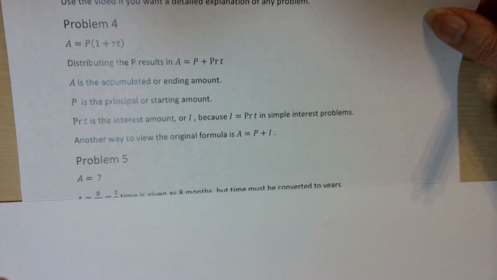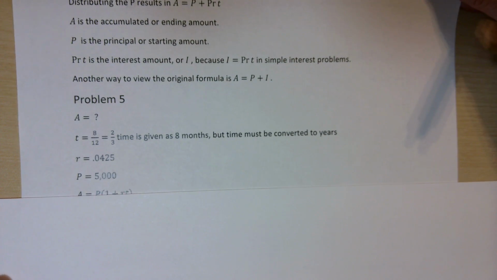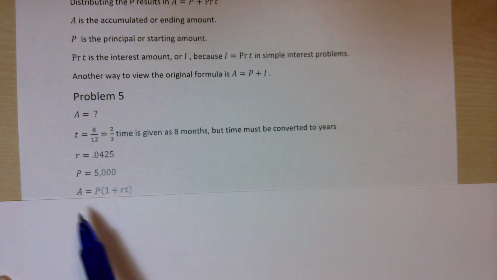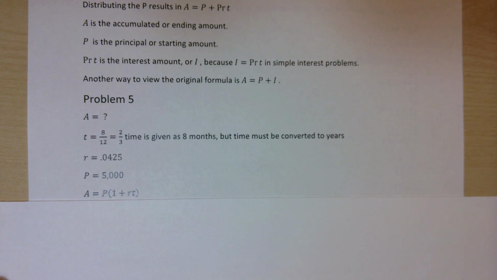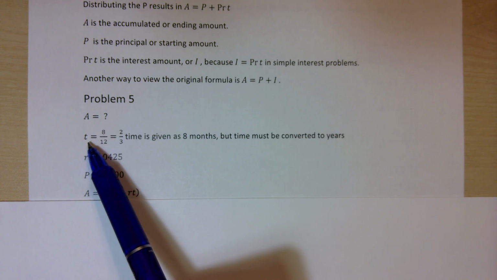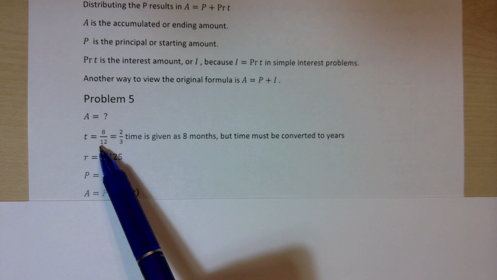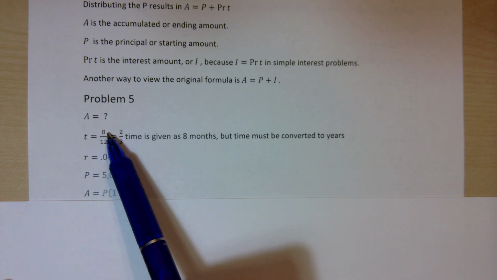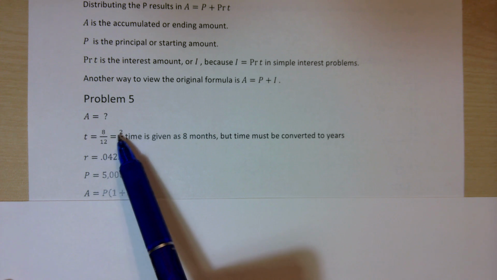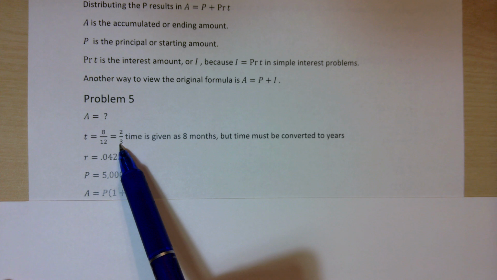So in problem 5, several things are given to you, and you're asked again to use the A equals P times the quantity 1 plus RT formula. You're asked to find the ending amount A. You're given time as 8 months, and we can't use a time written in months. We have to convert that to years. So you can use 8/12, or you can simplify that to 2/3. Do not round this to 2.67.